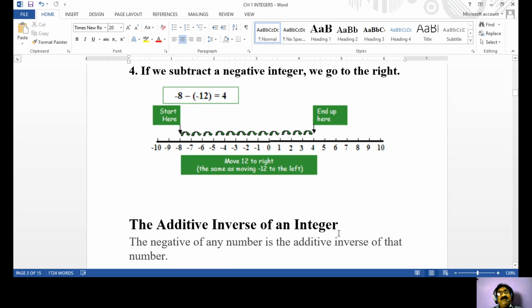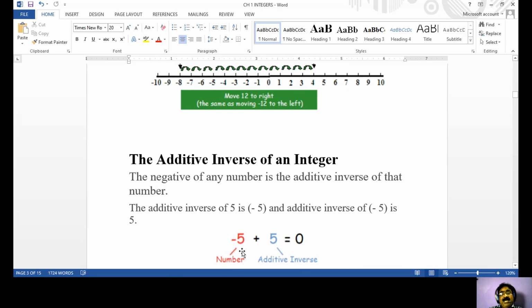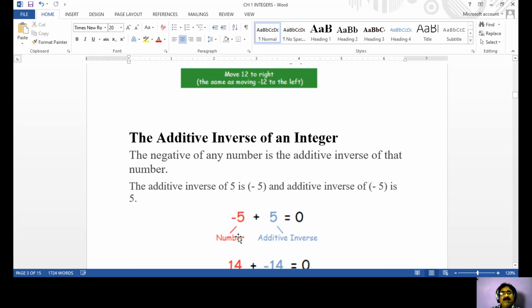Now, children, we will discuss additive inverse. What is additive inverse? The negative of any number is the additive inverse of that number. Again, we can say the negative of any number is the additive inverse of that number. The additive inverse of 5 is -5, and the additive inverse of -5 is 5. Here -5 is the number and +5 is the additive inverse. If we add -5 to +5, it will always be 0.